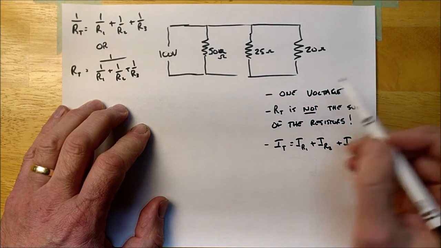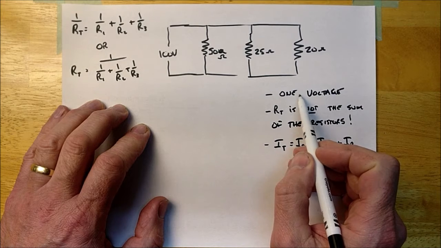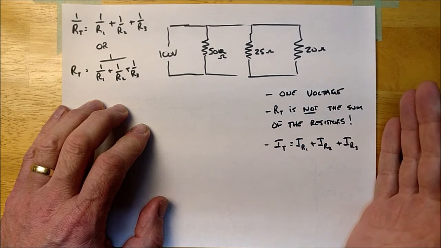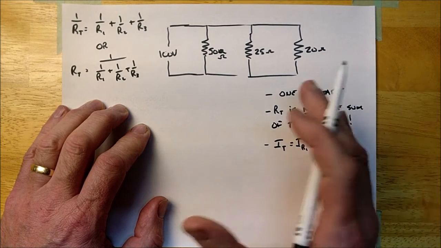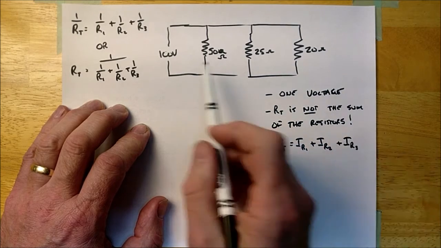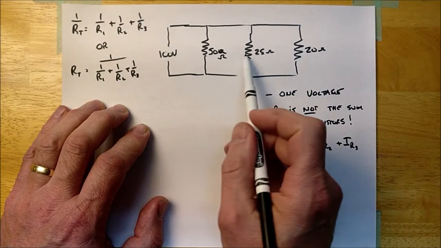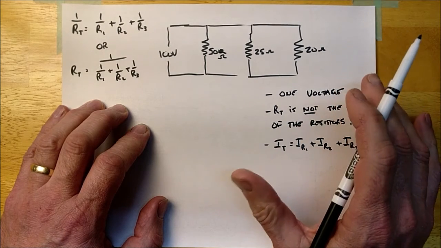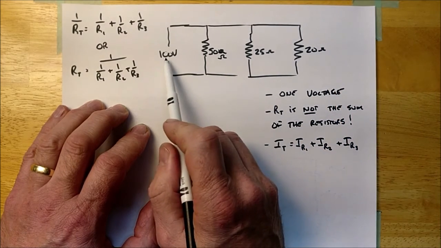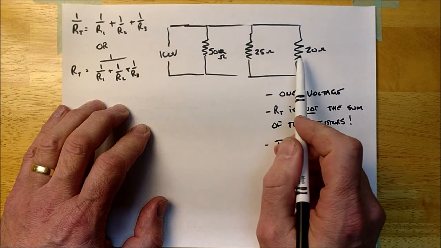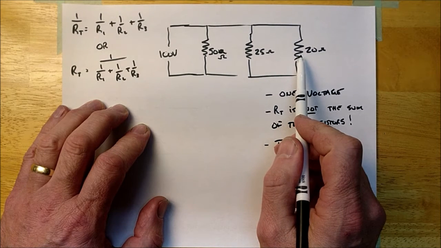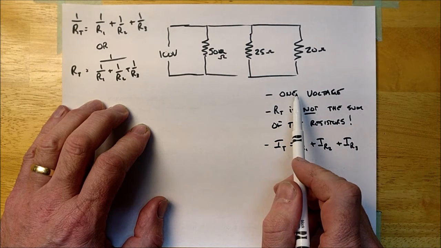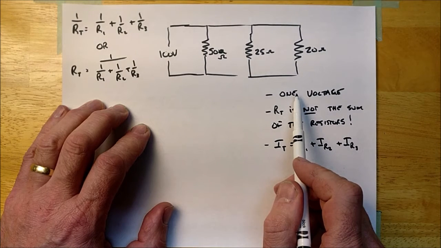So the first rule for parallel circuits is there's only one voltage. On a series circuit, there was only one current. On parallel circuits, there's only one voltage. So in this particular parallel circuit, and these are just resistors, this is a level 1 review. 100 volts here means there's 100 volts here, 100 volts here, 100 volts here. Okay, so that's the first rule. There's only one voltage. Every load gets the same voltage.